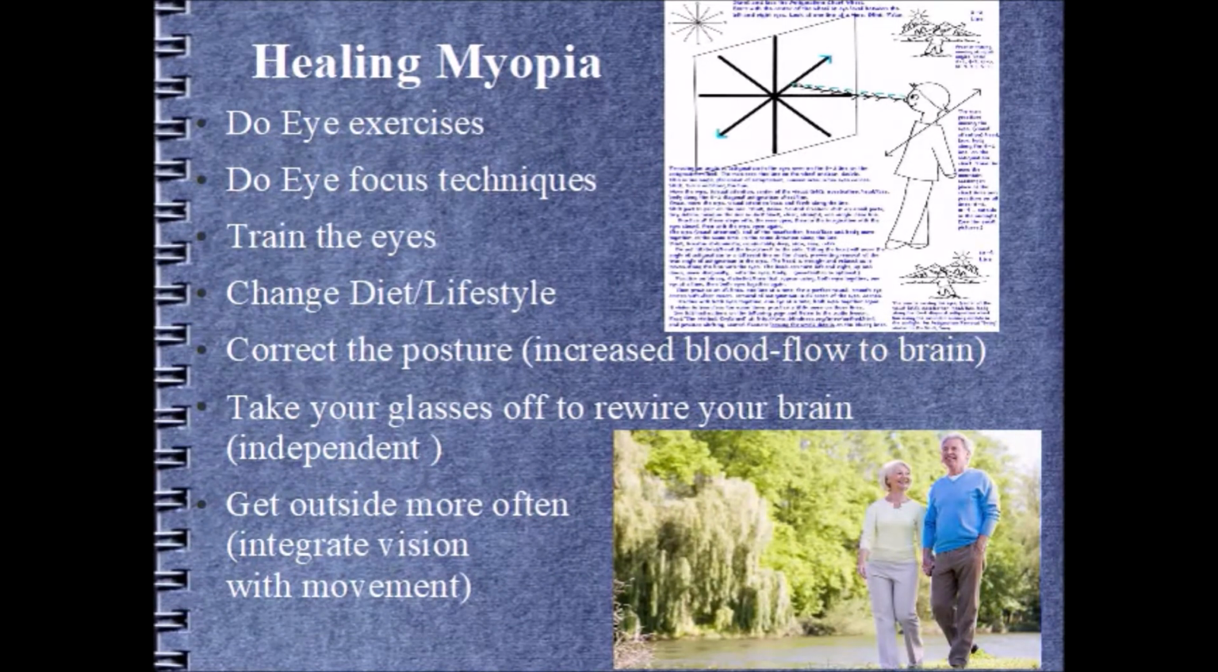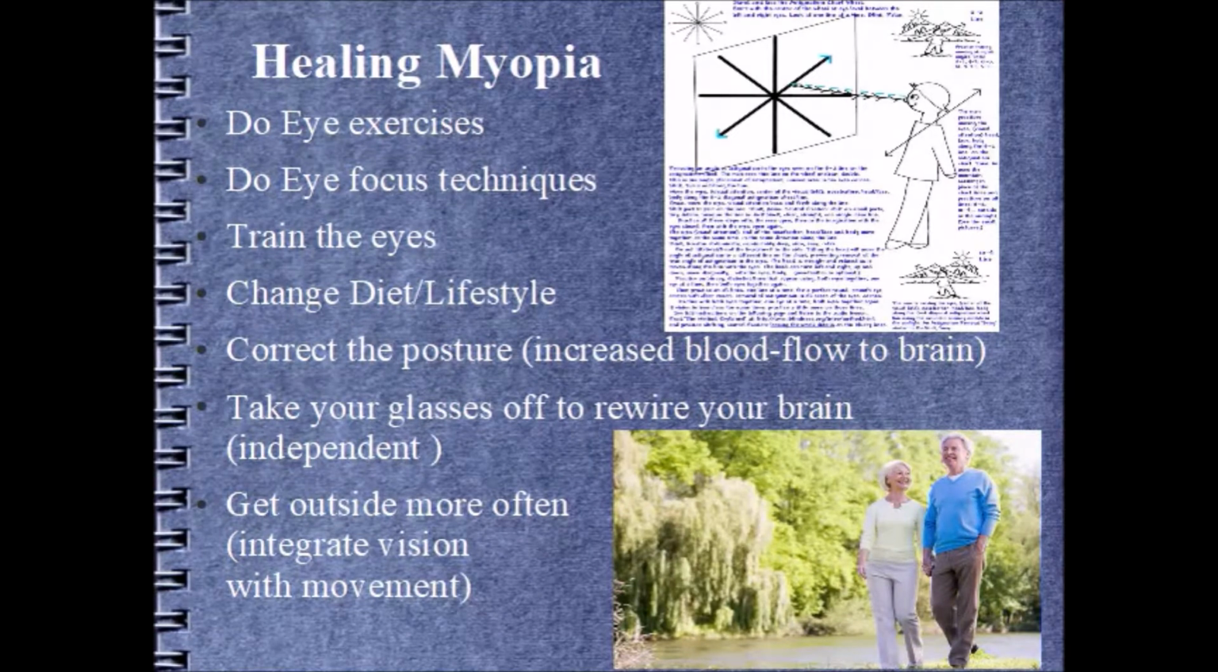Healing myopia. Here are some things we can do to help correct and heal from our myopia. Do eye exercises and do eye focus techniques. These will help focus your eye and help to train your eye to become more independent. Train the eyes and change your diet and lifestyle. So training the eyes with eye focus techniques and changing our diet to eating organic whenever possible and choosing a calmer lifestyle. Once again, your eyes need to be able to relax in order to focus properly.